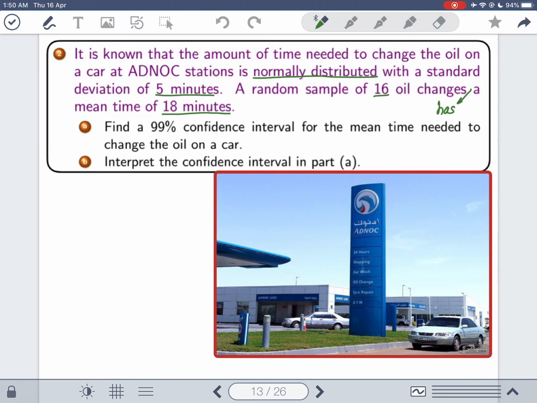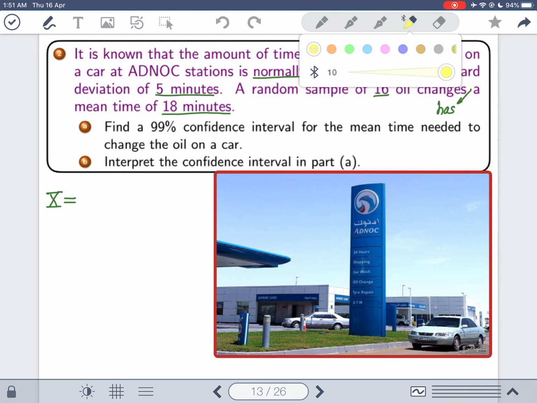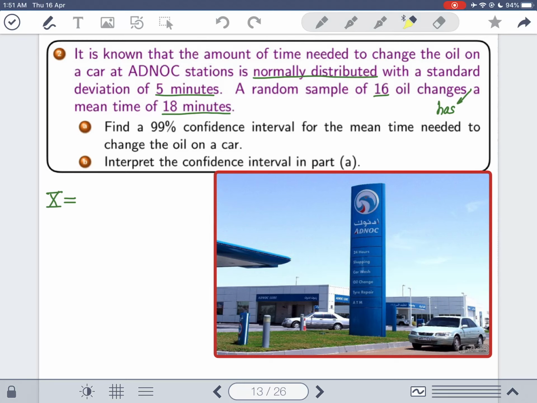What's the given? So we have a random variable x, and x, I will just highlight it and you write it down. What is the thing that is normally distributed, or what is our random variable? You can read easily. It's the amount of time needed to change the oil on a car at ADNOC stations. So this is x. So I will just put that x is highlighted in yellow. Or we can put x here also. When you're solving the question, it's nice to write on the paper everything that you know. Okay, so that is x.